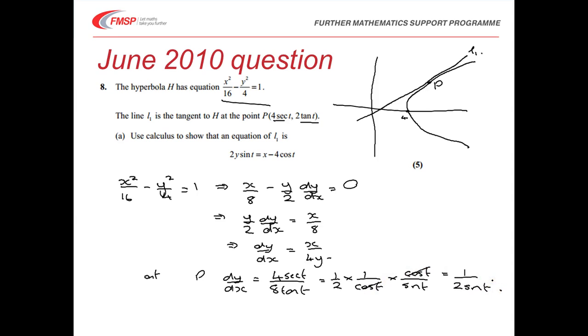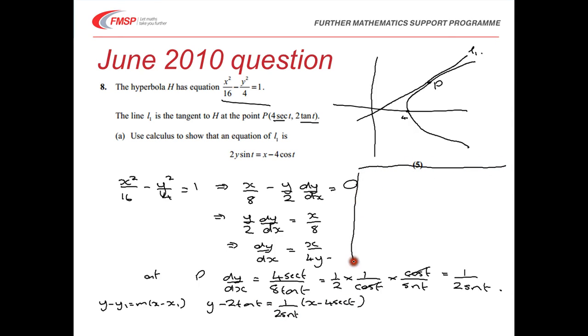So that's the gradient then. What I'll do now is use the standard form for an equation of a line through a point with a certain gradient. So I'm using y minus y1 equals m times x minus x1 to get the equation of L1. That will give me y minus 2 tan t equals 1 over 2 sine t times x minus 4 sec t. I'll just make myself a little bit of space over here to finish that off.